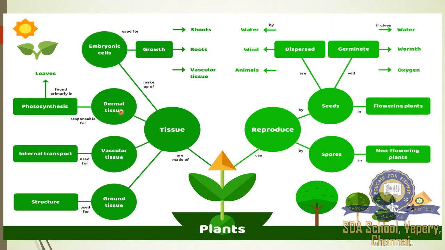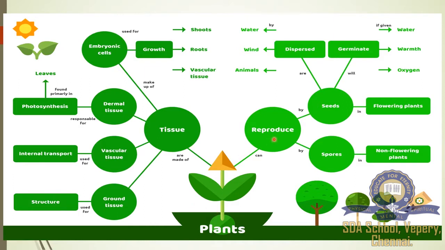Next, dermal tissue. Dermal means nothing but our outer layer, skin tissues. In the plant, it helps with photosynthesis. Next, vascular tissue. Vascular tissue is fixed inside the plant. It helps with internal transport, to transport food as well as water through the plant. Next, ground tissue. Ground tissue is nothing but the root. To give the structure of the root, the ground tissue helps.